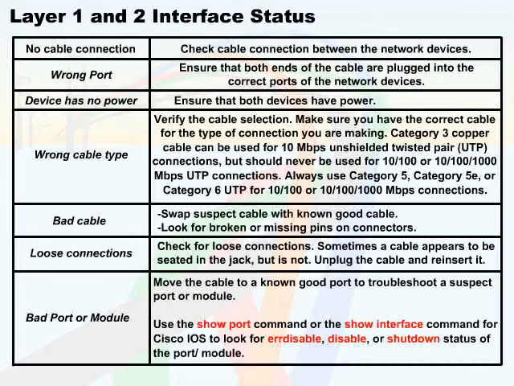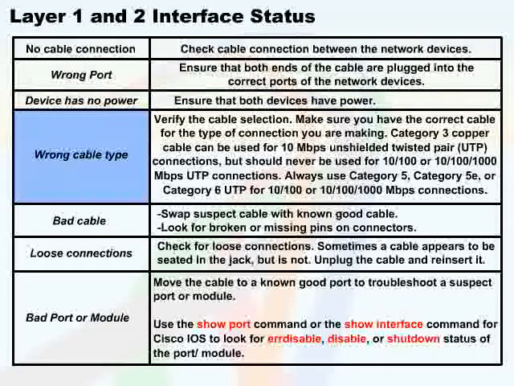Now in this table, on the left-hand side, we have different scenarios, and on the right side, we have possible solutions to those scenarios. For example, when we have no cable connection, we need to check the cable connection between the network devices. When it's a wrong port, ensure that both ends of the cable are plugged into the correct ports of the network devices. If the device has no power, you want to make sure that both of the devices are powered on, connected to power appropriately, things like that.